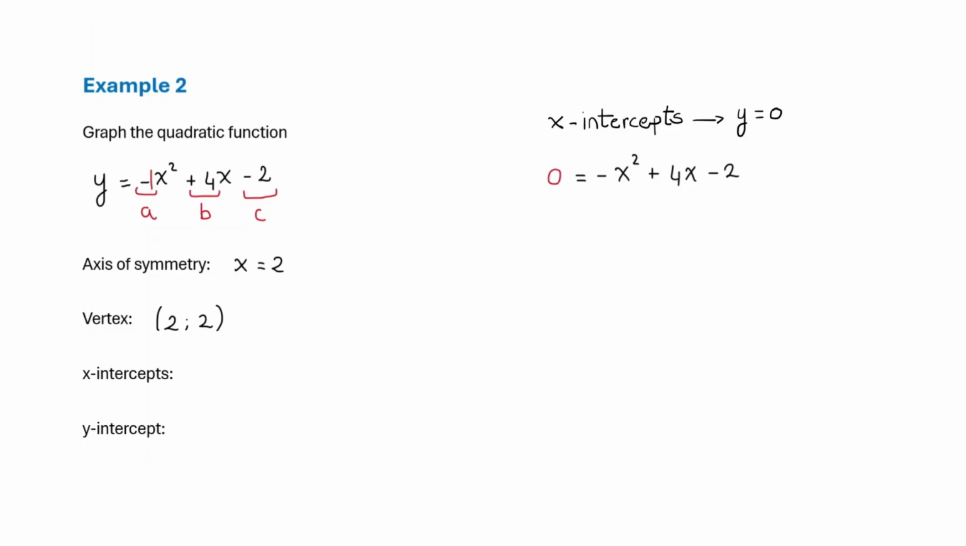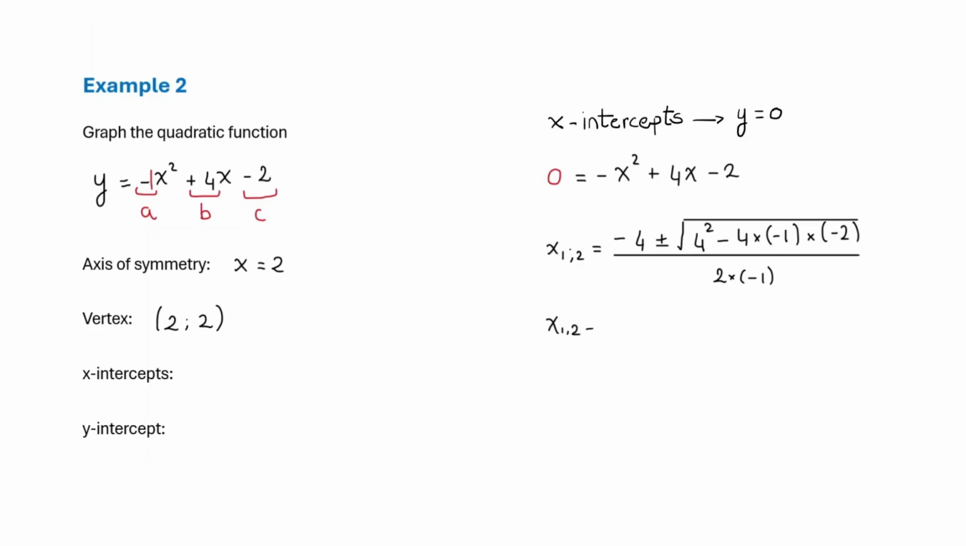Substituting in our values, we get x equals -4 plus or minus the square root of 4 squared, minus 4 times -1 times -2, all over 2 times -1. Simplifying this gives us x equals -4 plus or minus the square root of 8, all over -2. 8 isn't a square number, so this square root won't simplify to a whole number.